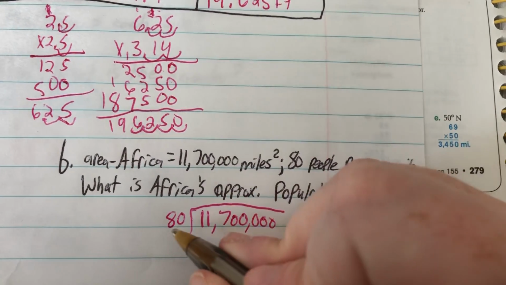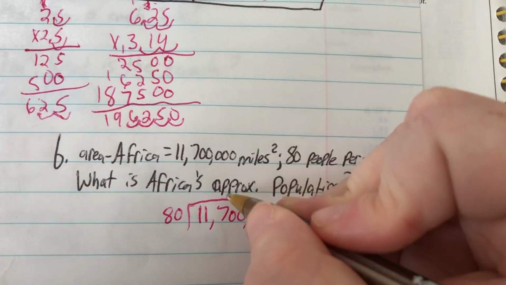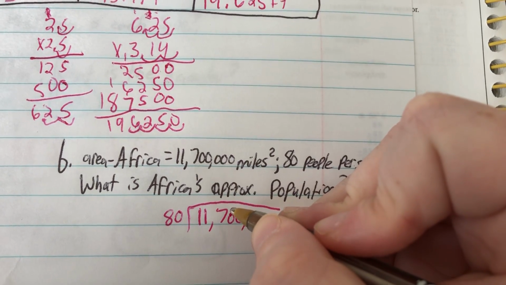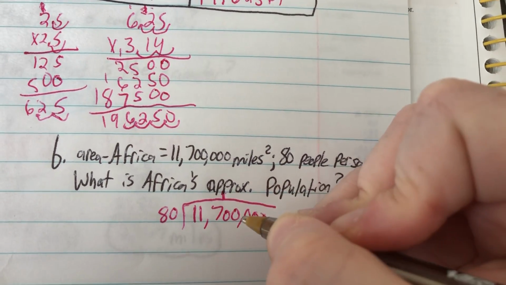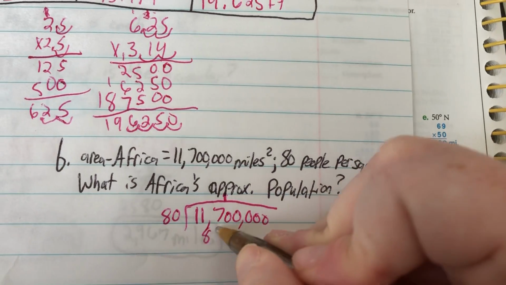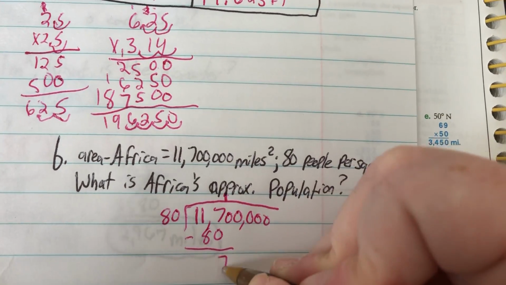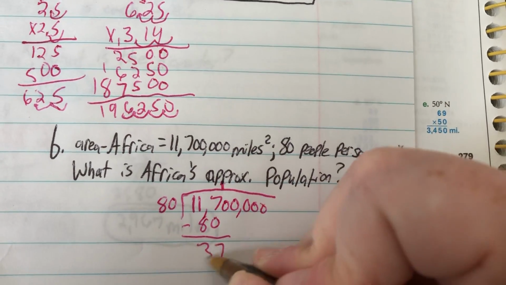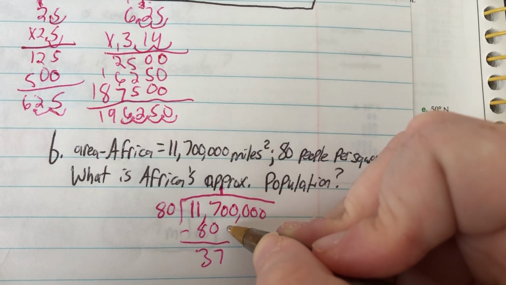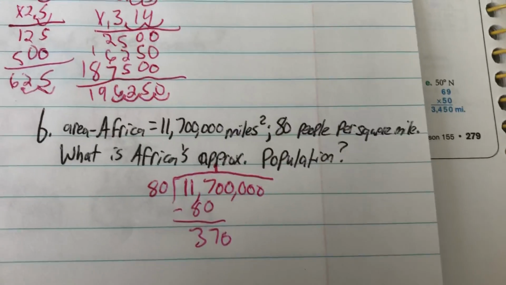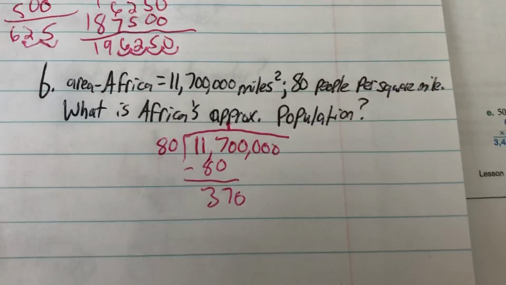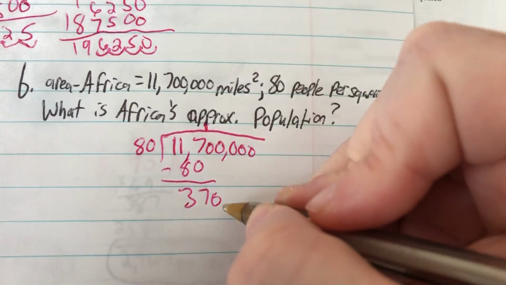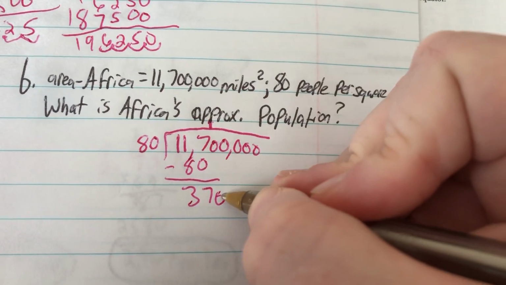Okay, 80 into 117. Well, I know that that's going to be once. 1 times 80 is 80. Subtract. 7 minus 0 is 7. 11 minus 8 is 3. Bring down my 0. It is super important in this problem that we keep our numbers lined up. Okay, 80 into 370.